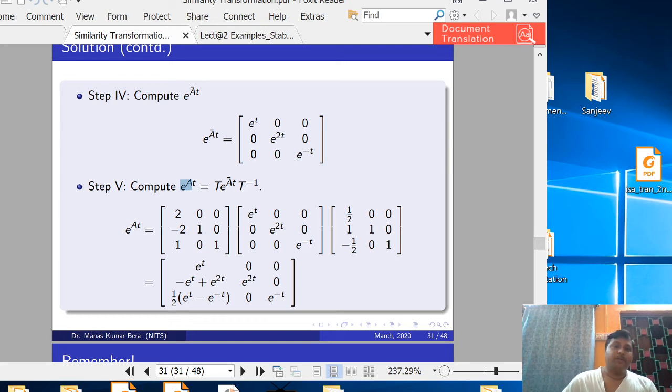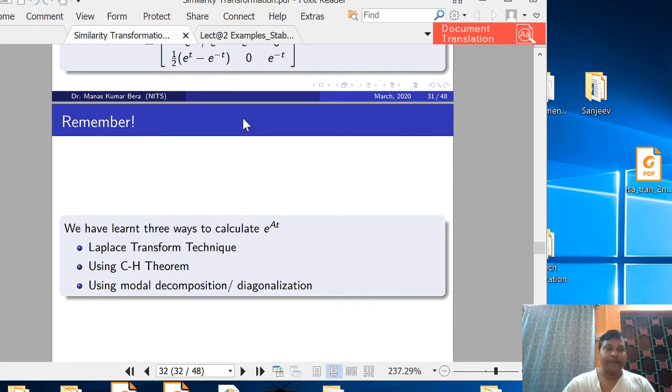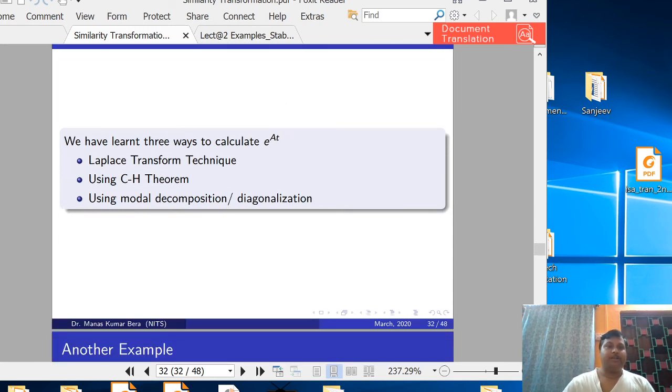Okay, so till now we have understood the utilization of diagonalization. First thing is that if you diagonalize a system, from the diagonal form directly you can comment about the stability of the system. Second advantage we have learned is that we can compute e to the power At very easily if we use the diagonalization approach.